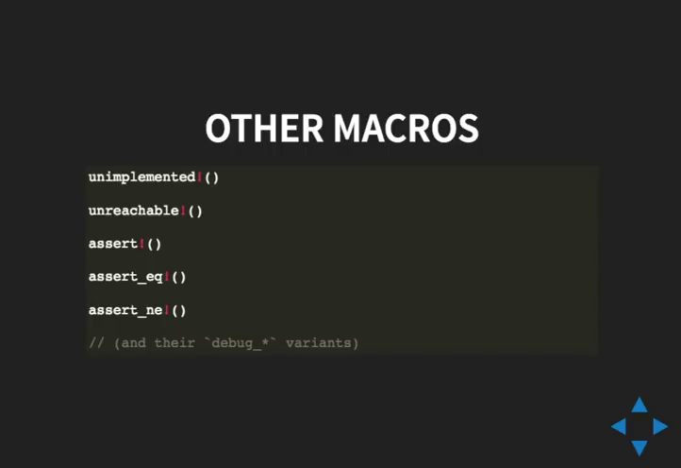There are also a few assert macros, and they have debug variants, which means that you can also call debug assert equal, or debug assert not equal. The debug variants are only executed in debug mode. So in release mode, they won't be executed. That can be useful if you have some hot code path that must be very efficient when it's in release mode.